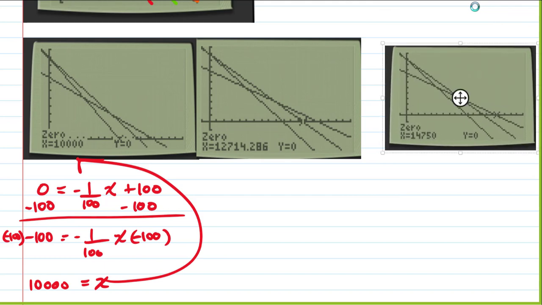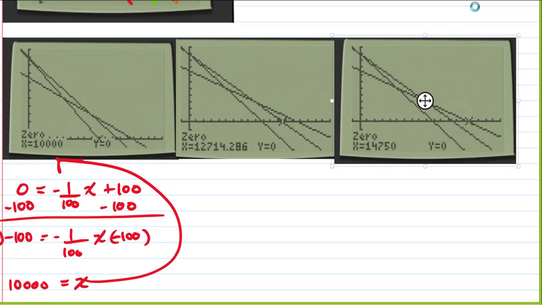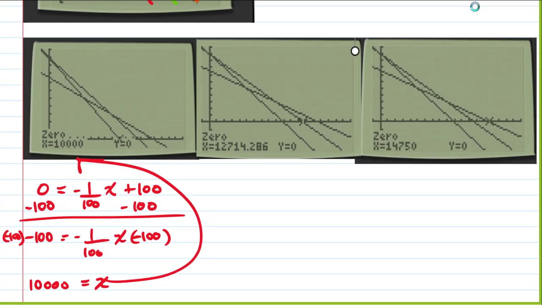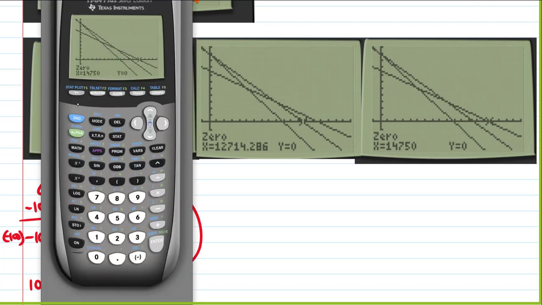So for each of them, it tells me three different heights. And we'll notice, depending on which model we used, there's almost 5,000 meters difference on when we would run out of oxygen, right? 10,000 meters, 12,714 meters, and 14,750 meters. So it once again circles back to the question, which one of these is the best model for our oxygen? If we go back to our calculator and go second, table, and we want to look at it, right now our table's not very usable because our x is counting in ones, which isn't very helpful.